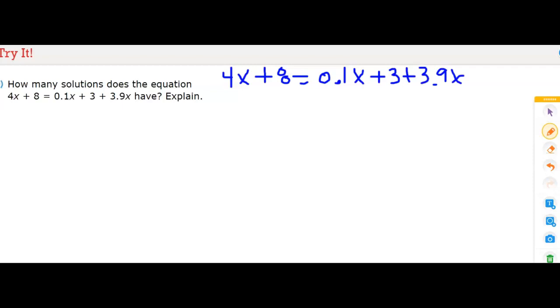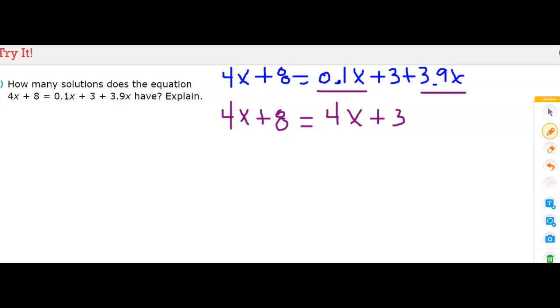So first we're going to combine like terms. So in this situation we have 0 and 1/10 times x and 3 and 9/10 times x. We're going to combine. So if you combine 3.9 plus 0 and 1, that's going to equal 4 times x plus 3. And on this side, we have 4 times x plus 8.